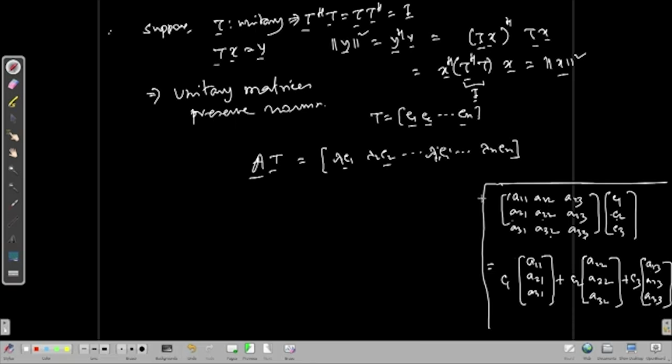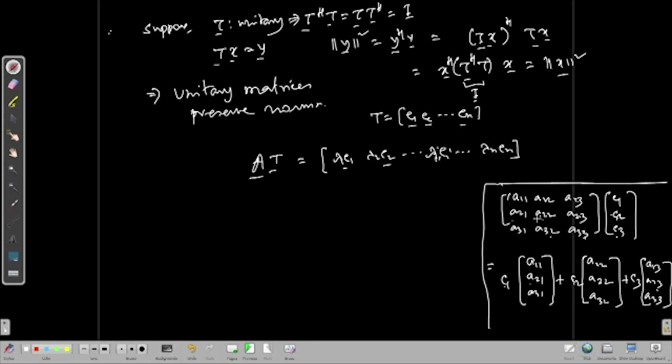so you get the first element which you are getting here. Then second, A21 C1, A22 C2, A23 C3, their summation. So, you get the second element like that. This is the actual meaning of matrix into vector multiplication.